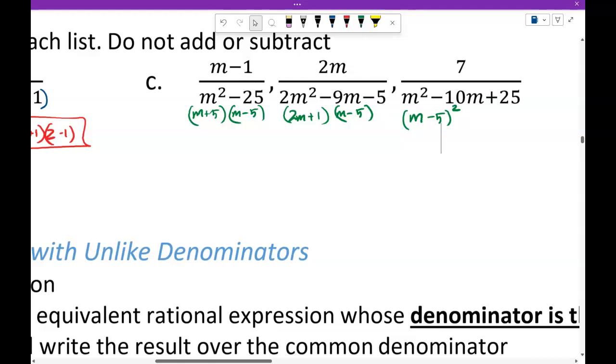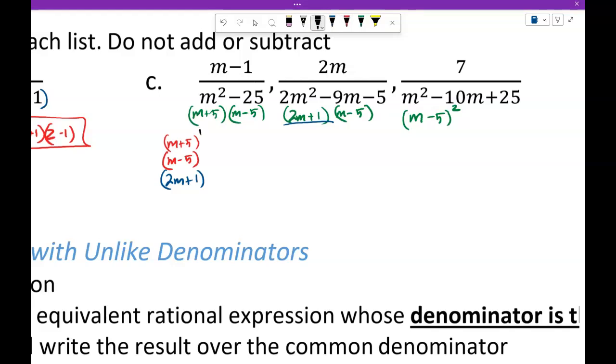So we look at our unique factors. Starting with the first term, we have m plus 5 and m minus 5. Then in our second set, the only one that's unique is 2m plus 1. And with our last set, we have m minus 5, which isn't unique and it's already in our list. And then we want to see how many times each of these factors show up within each denominator. m plus 5 only shows up in the first one once, so we leave that at first power.